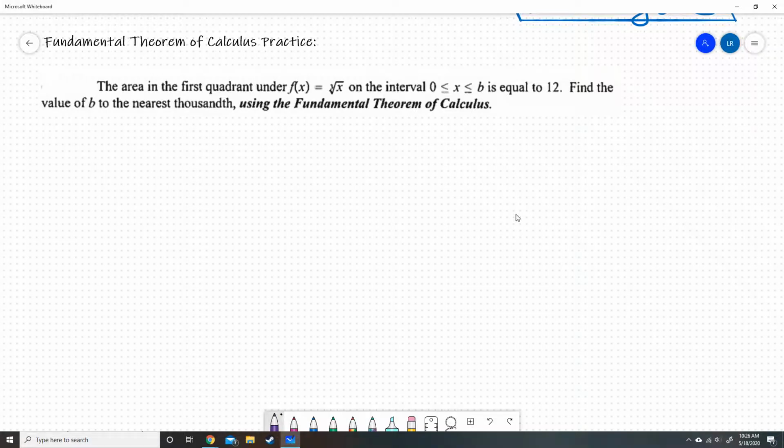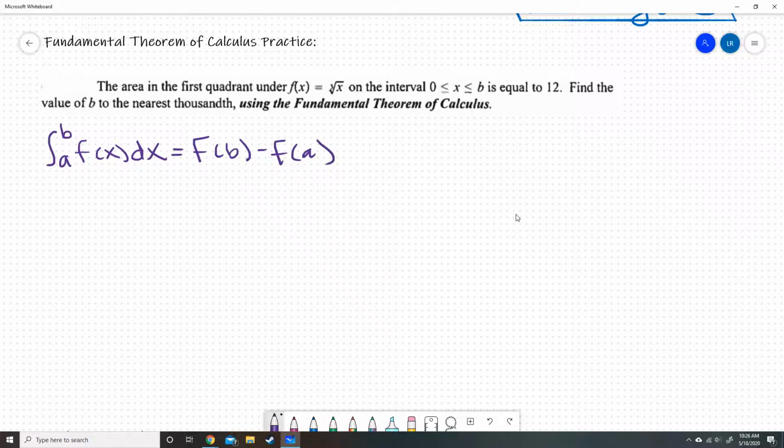The important thing here is to remember, what is the fundamental theorem of calculus? It says if a function f is continuous on the closed interval a to b, and F is an antiderivative of f on the interval a to b, then the integral from a to b of f of x dx equals F of b minus F of a.